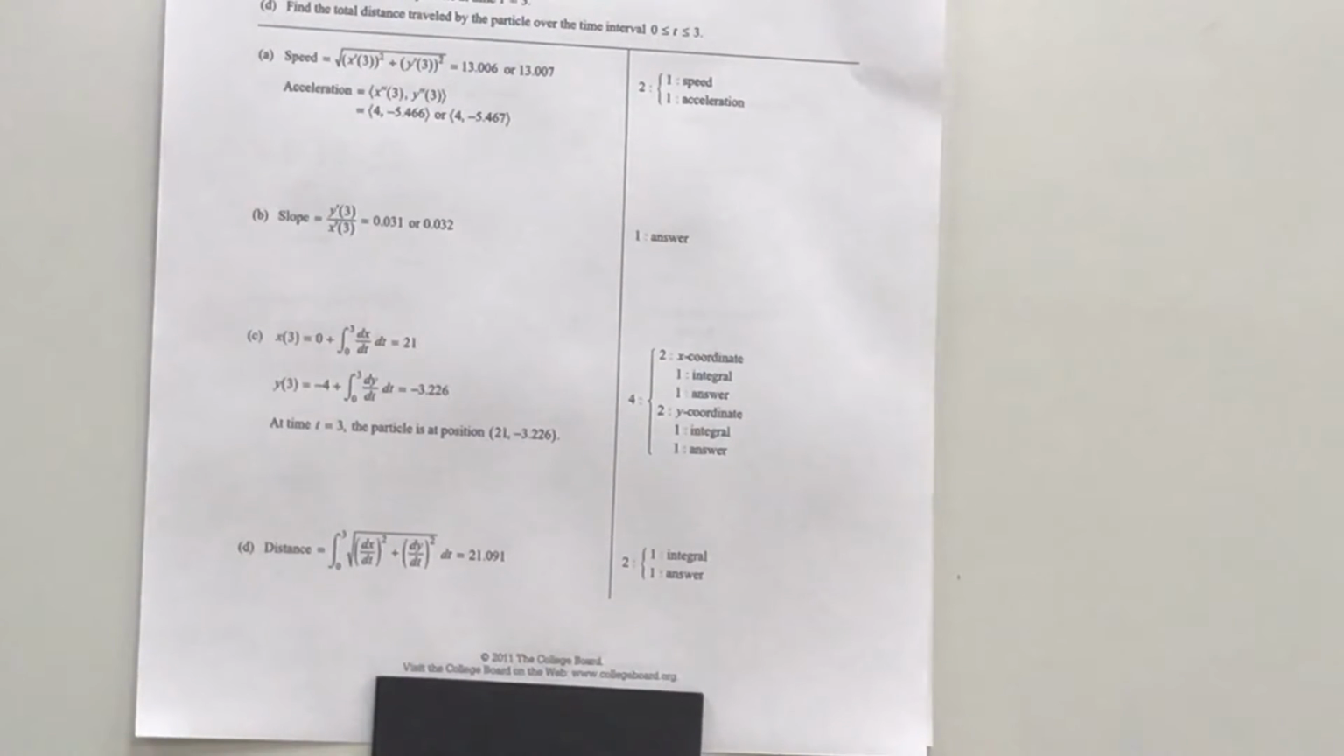And then finally, total distance traveled. And we learned that formula last time. The integral of that expression that is the speed. You'll notice that that speed expression is the same as you had in part A. dx dt squared plus dy dt squared, take the square root of the whole thing. And that's the same thing that you had up here. They just happen to plug in 3 in that one. Integrate that from 0 to 3. That's going to give you your total distance traveled.